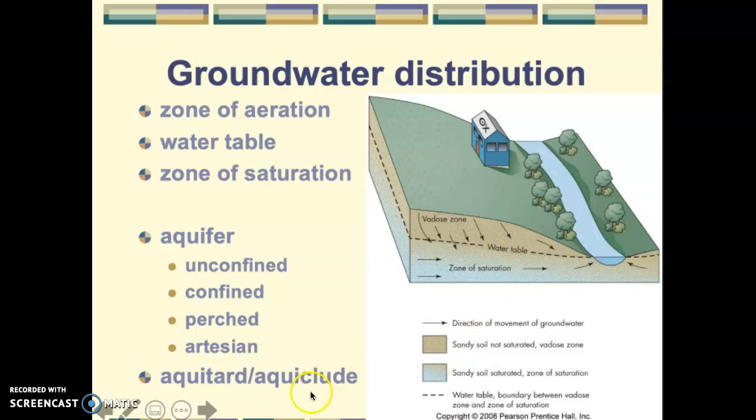An aquitard is a geologic unit that retards the flow of groundwater. It's not that the groundwater doesn't go through it. It goes through it very, very, very slowly. And this would be like a layer of clay. And we'll take a look at these in lab next week.